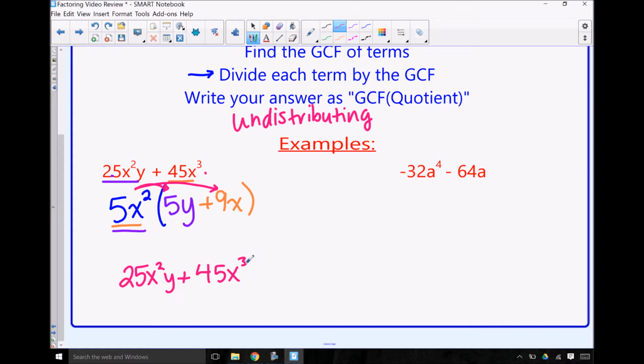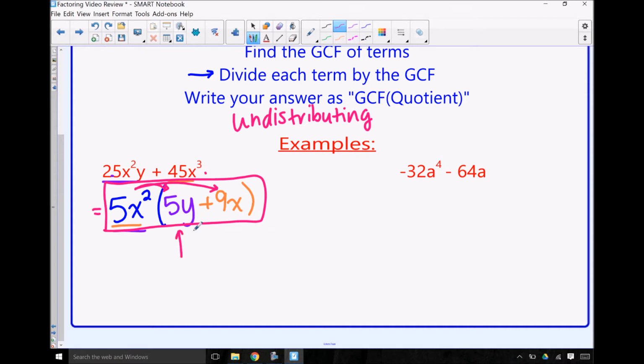Now be careful, don't circle this as your answer, because this is the original problem. Your actual answer itself is this right here. That's just to check to make sure that it's right. Also, look inside of your bracket and look at your quotient right here. This is why we said it's the GCF times the quotient. The quotient is the answer that you get when you divide. There's nothing in common with this term and this term, so I know I took out the greatest common factor. If there's something in common with these two terms, then you did not take out the greatest common factor. Okay? All right, let's take a look at our next example.